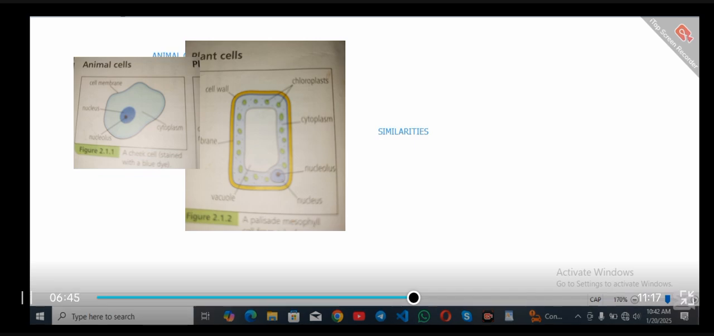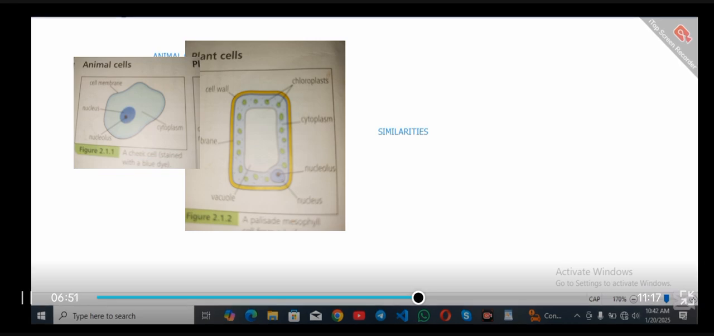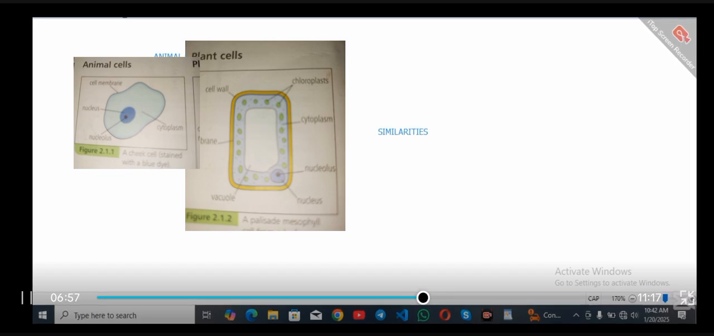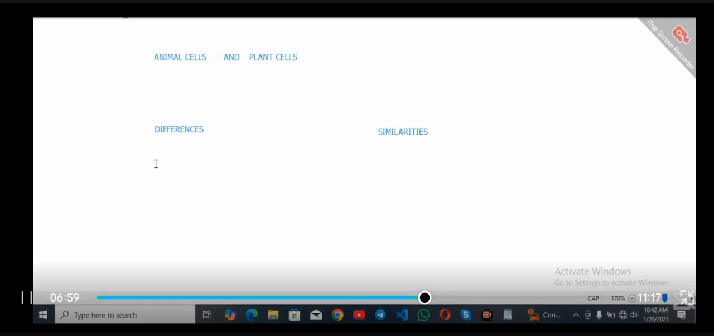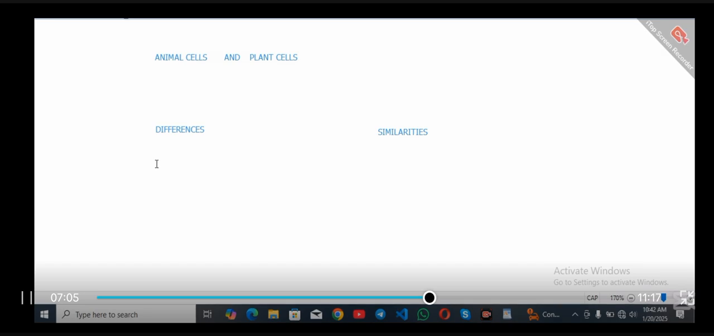Another thing is that the food vacuoles in plant cells are larger than those in animal cells, so we need to take note of these things, and that's just the basic difference. And another basic difference is the presence of a cell wall. An animal cell does not have a cell wall, but a plant cell has a cell wall. So let's just take note of these basic differences.